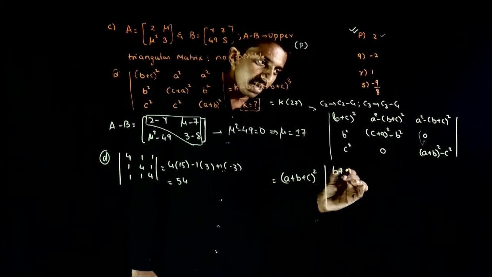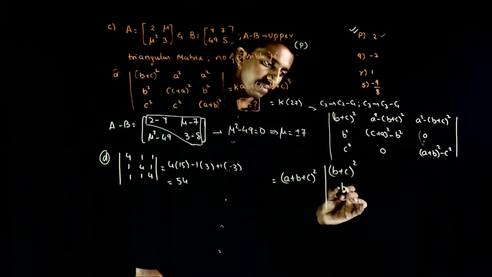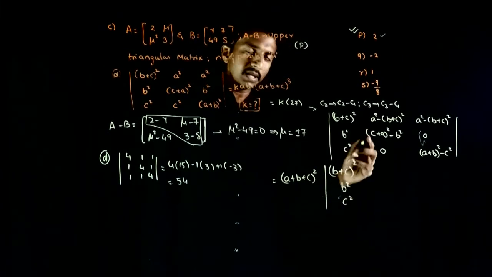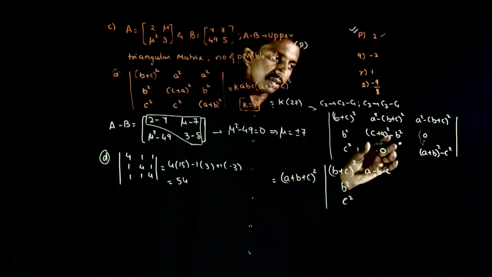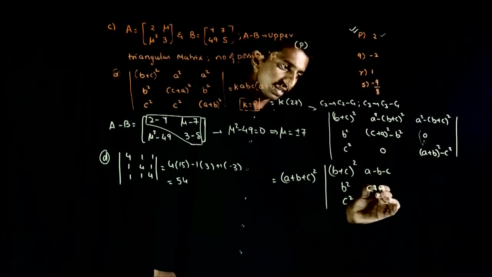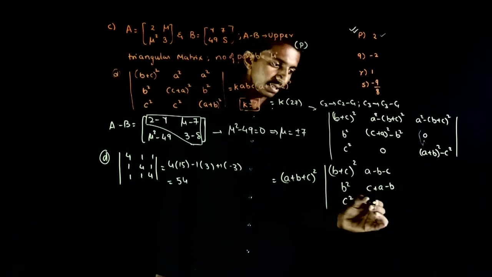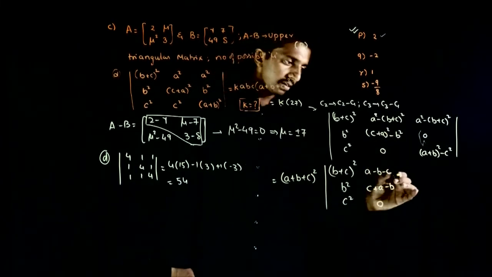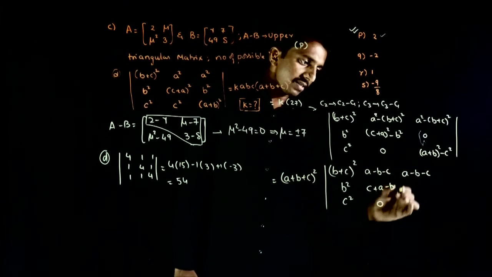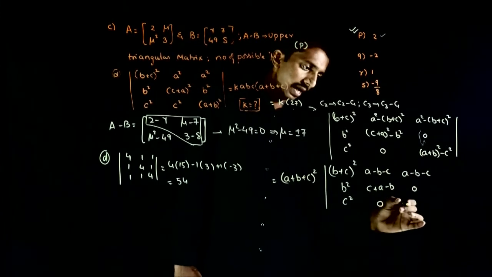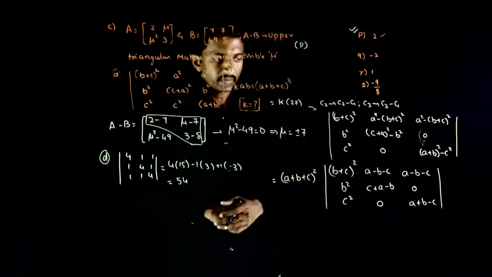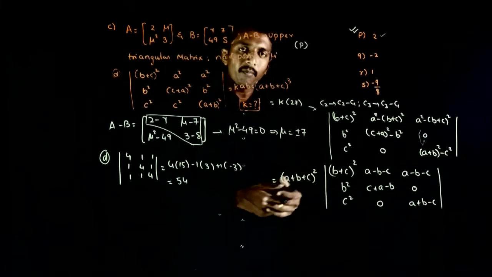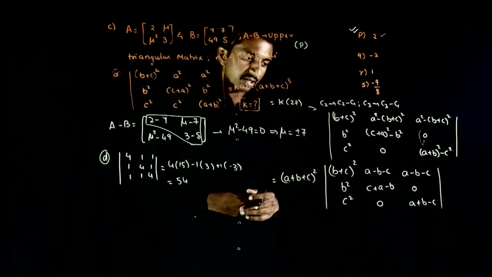So what remains is (b plus c) whole square, b square, c square. a plus b plus c कॉमन लिया तो a minus b minus c will be left out. यहाँ c plus a minus b will be left out, 0. a minus b minus c, 0. And a plus b minus c. So still you can apply some transformations.